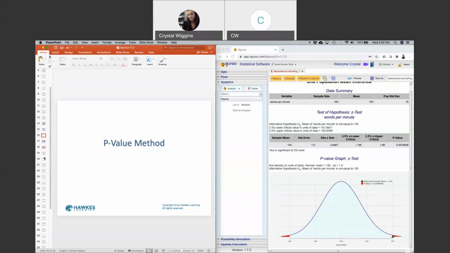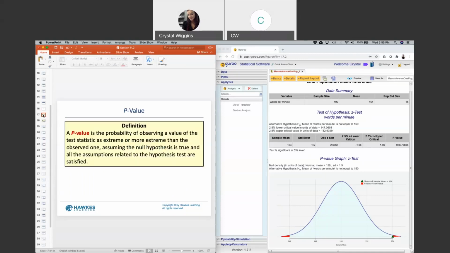Now let's talk about the p-value. The critical regions method uses critical values to define those regions and then plays a game with the test statistic, trying to see where it falls. The p-value method is a comparison between calculating the p-value and then comparing it to the selected alpha level. A p-value is the probability of observing a value of the test statistic as extreme or more extreme than the observed one, assuming the null hypothesis is true and all the assumptions related to the hypothesis test are satisfied.